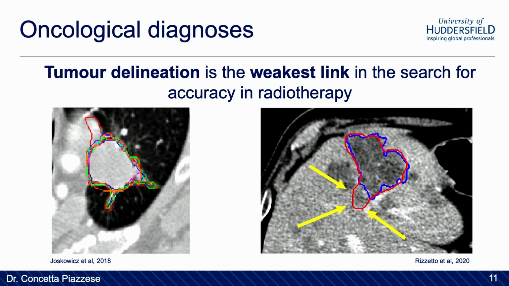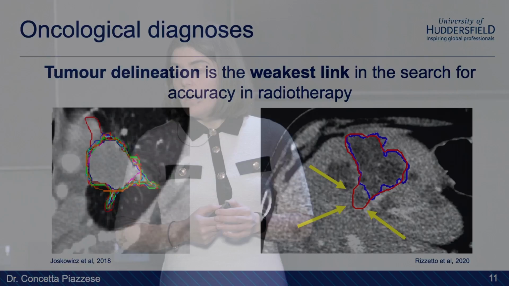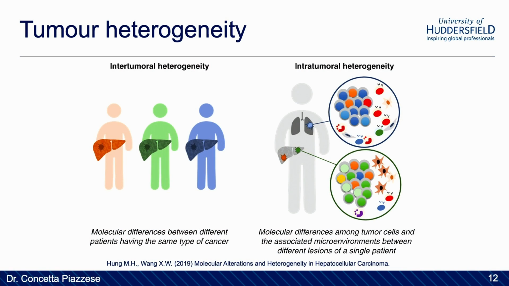So which one is right? Which one is the correct one? Which one do I have to follow to develop my treatment? The reason for this is that, unfortunately, cancer is characterized by heterogeneity. So there is intertumoral heterogeneity and intratumoral heterogeneity. So what does that mean?